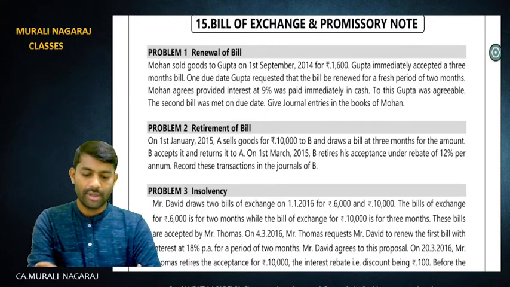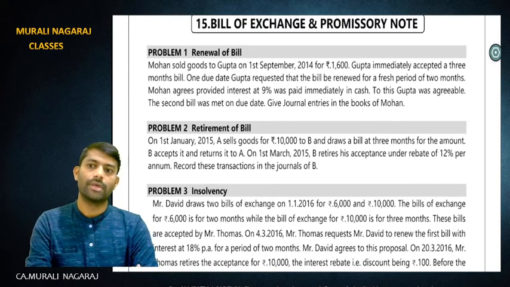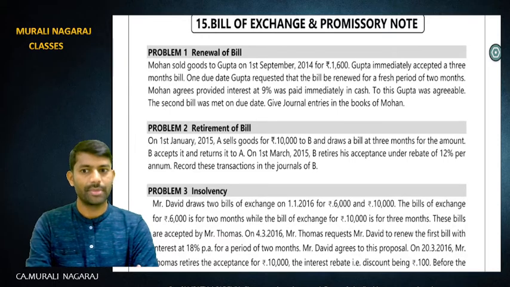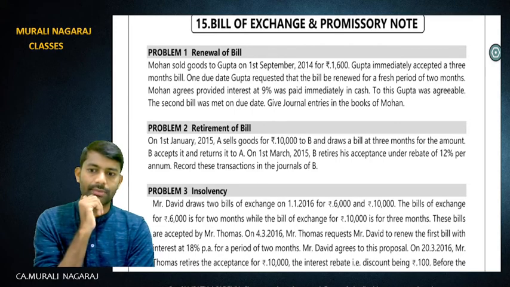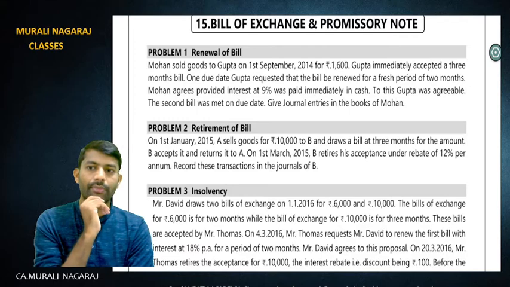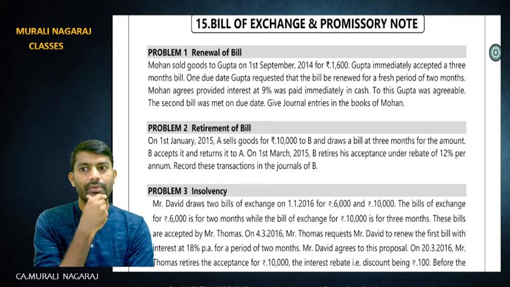Welcome back. In a previous video, we have seen the journal entries in the books of receiver of acceptance and in the books of giver of acceptance. In the books of receiver of acceptance, I said the first type of problem is normal bills receivable. First we have to sell the goods.